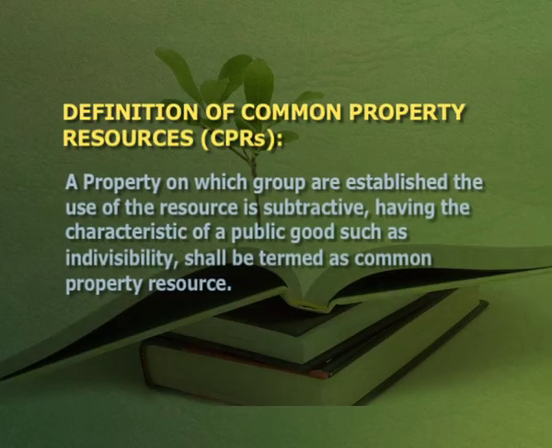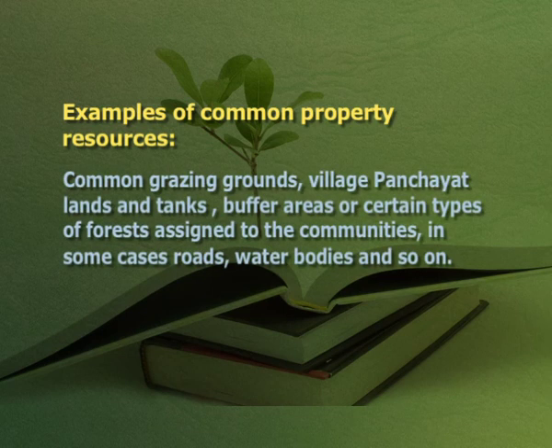CPRs. It is good to start with a definition of common property resource which is quite acceptable to most students of economics. A property on which group rights are established, where the use of the resource is subtractive, having the characteristic of public good such as indivisibility, shall be termed a common property resource. The examples of common property resources are common grazing grounds, village panchayat lands and tanks, buffer areas or certain types of forest assigned to the communities, in some cases roads, water bodies and so on.